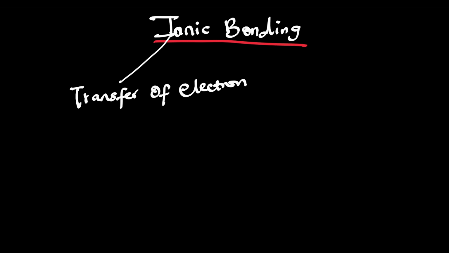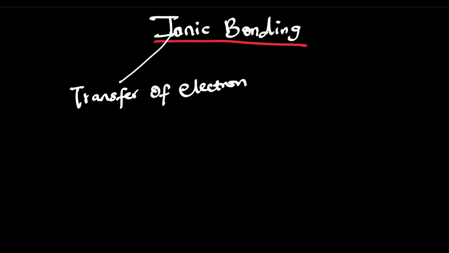Apart from that, ionic bonding has everything to do with metals and non-metals. That is, electrons are transferred from the valence shell of a metal to that of a non-metal. That's what ionic bonding is actually talking about. So now let's know more about it.